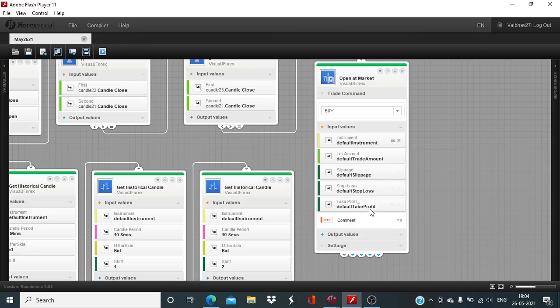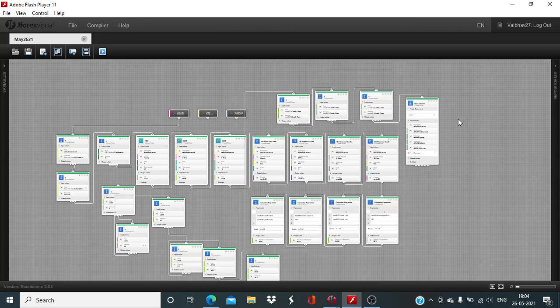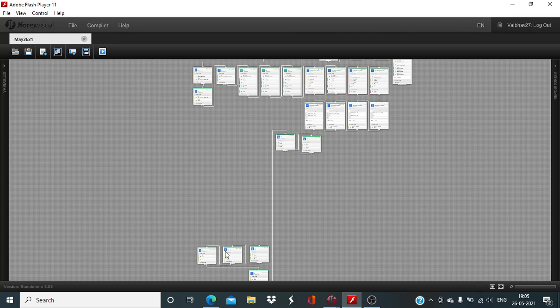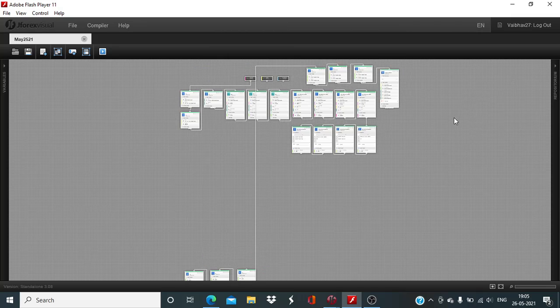Now here we will need to define the stop loss and take profit, and other parameters will also be defined. Prior to that, let us arrange these if blocks. We will need one multiple action block. We have used 9 if blocks in total.